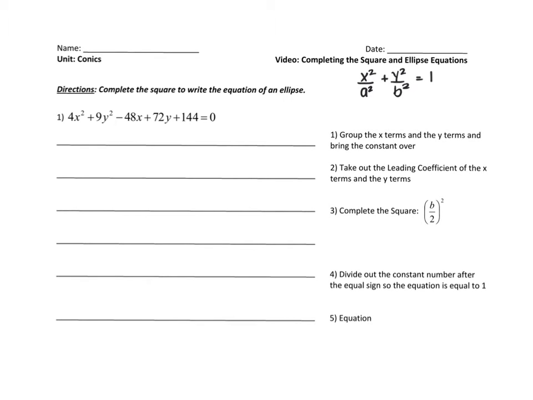Obviously, we could have different variations. The b could be here, the a could be here. The center may not be at 0, 0, but this is your general form of an ellipse. So that's our goal of what we're going to get to. So we're going to work the same way that we started with the circle.